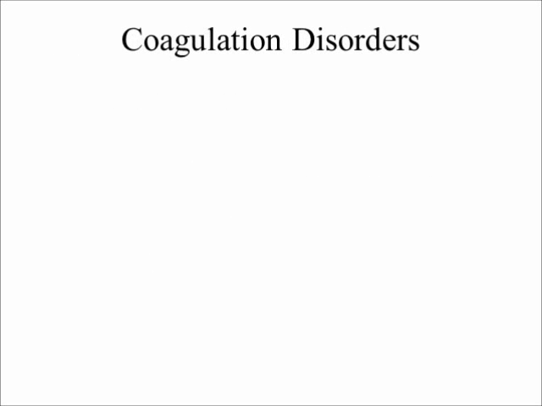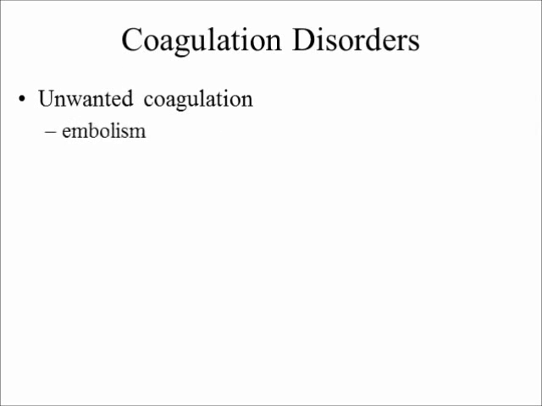Some coagulation disorders that you may have heard about are basically unwanted coagulation. The term embolism, that's an unwanted clot that's traveling in a blood vessel. So they could form someplace else and travel to another part of your body. Generally they'll form in the legs, and they may travel to the heart or the lungs.